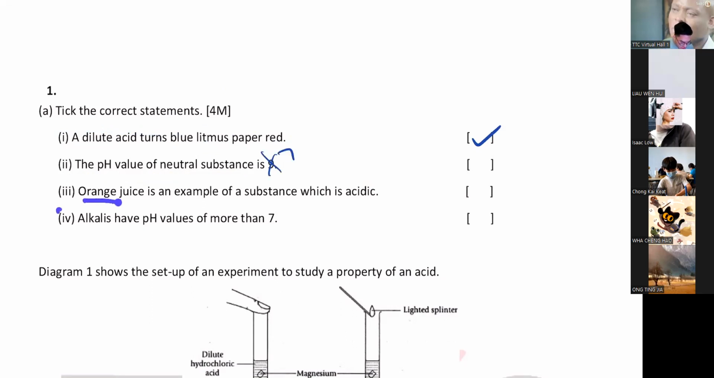Number 3, orange juice is an example of an acid. Yes. So after you drink your orange juice, make sure you brush your teeth, because if your mouth is acidic, it's going to corrode your teeth. Number 4, alkalines have pH more than 7. Yes, this is correct too.